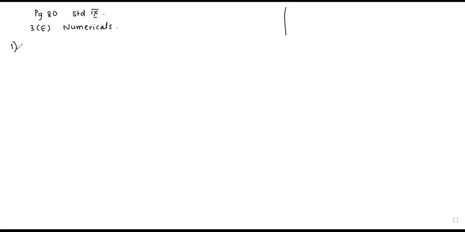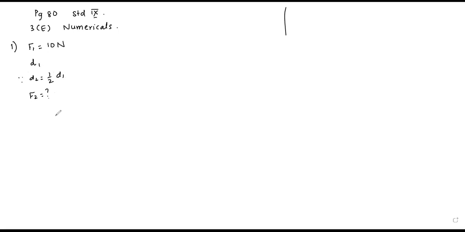First numerical: the force of attraction between two bodies at certain separation is 10 Newton. Means F1 is given as 10 Newton. What will be the force of attraction between them if the separation is reduced to half? Initially we'll take D1 as the distance between two bodies. Now D2 becomes half of D1. And what they want from this is F2.